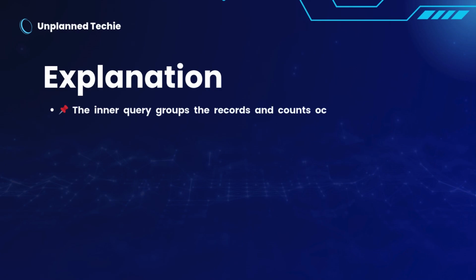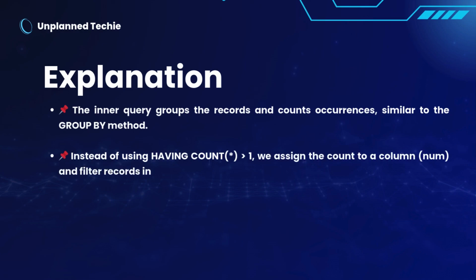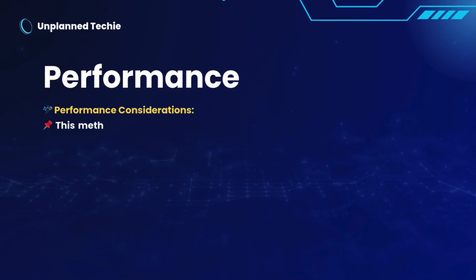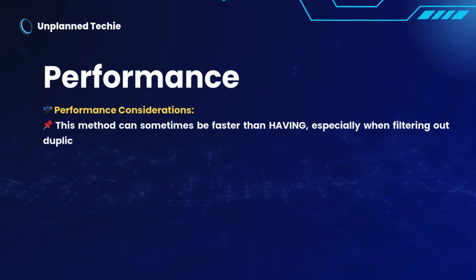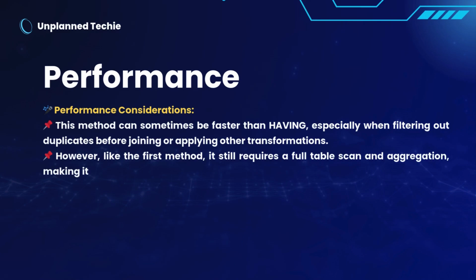The inner query groups the records and counts the occurrences, similar to the group by method. Instead of using having count star greater than 1, we assign the count to a column named num and filter the records in the outer query with where num greater than 1. Performance-wise, this method can sometimes be faster than using having, especially when you need to filter duplicates before joining or applying other transformations. However, it still requires a full table scan and aggregation, making it less efficient for very large datasets compared to the row number method.